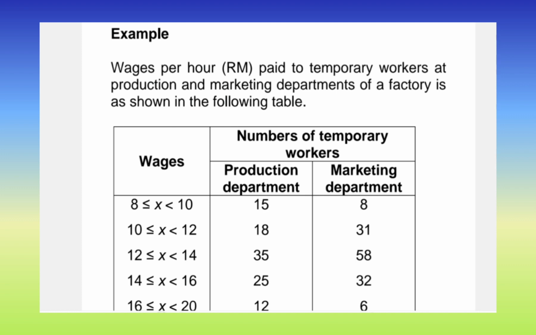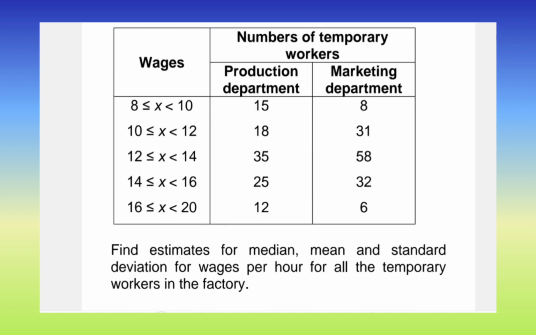Okay, next example. Wages per hour paid to temporary workers at the production and marketing departments of a factory is shown in the following table. Find estimates for the median, mean and standard deviation for wages per hour for all the temporary workers in the factory.